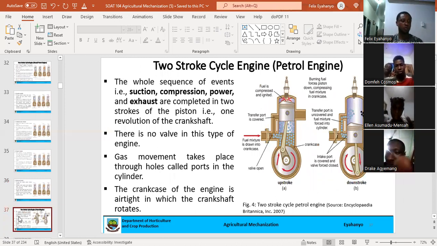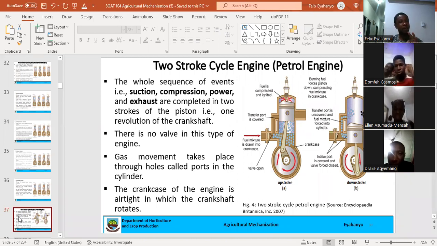Now, when you come to the two-stroke engine, let's take the petrol. We are not using valves, we are using ports. It's the same thing again: suction, compression, power, exhaust. The number of revolutions in a two-stroke is faster than in a four-stroke engine, right?